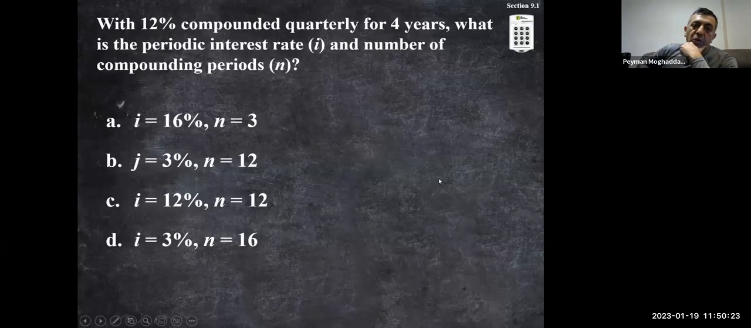All right, I'll give you a few minutes for this. With 12% compounded quarterly for 4 years, what is the periodic interest rate and the number of compounding periods? I'll give you a few minutes for this.